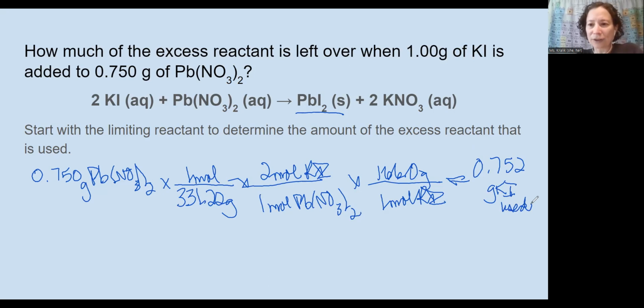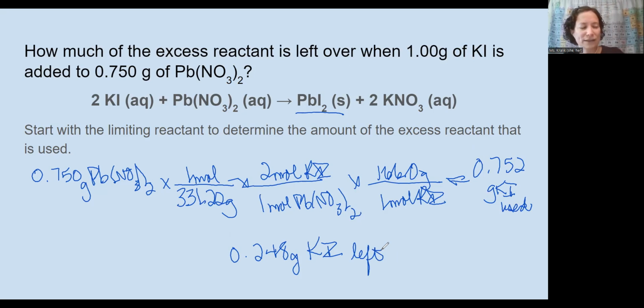Well, if we had 1 gram and we used 0.752 grams, we can just subtract and find that 0.248 grams of KI are left over. That's what the question is asking. So you can always work backwards and use any combination of things that you've already determined to figure out that last bit of stoichiometry. Let me know if you have questions about this. Please do practice these calculations yourself. Talk to you soon, chemists.